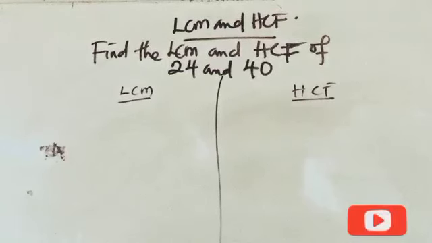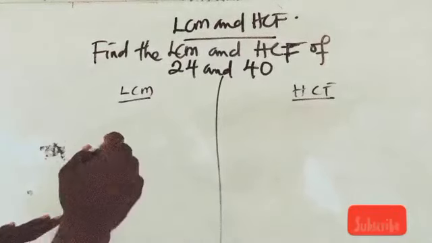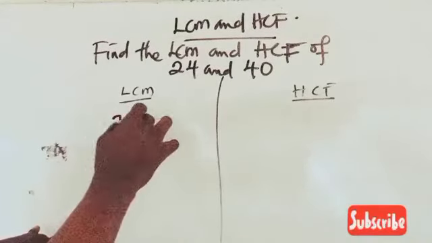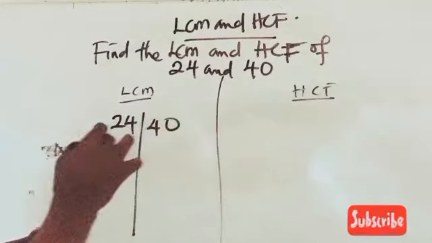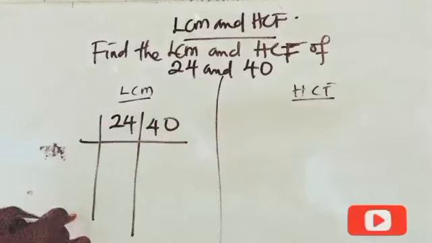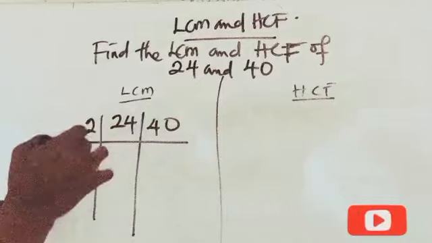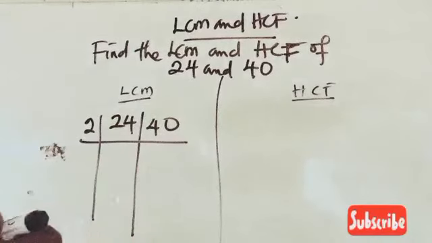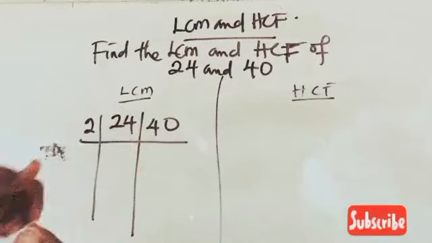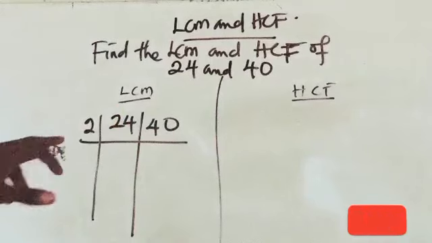So let us solve. We have the question on the board, LCM of 24 and 40. We are going to write 24, and we're going to write 40. There is a common number that can divide both of them. So long as the number can divide one of the two numbers here, you are good to go. So the number is what?